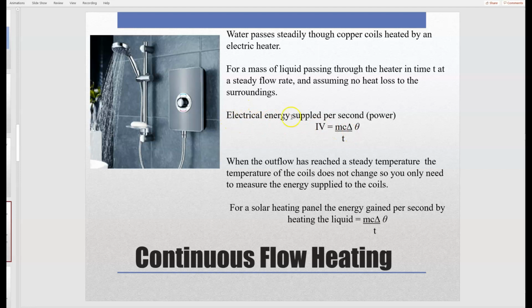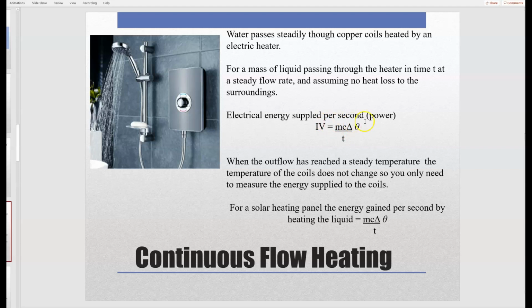Now, the electrical energy we supply per second, so the power of the shower, will be I times V, and that will be equal to the mass per second, so mass over time, okay, that flow rate, times specific heat capacity times change in temperature. You can see if we just move the T over here, we get IVT equals MC delta theta, which is the same as the equations we're looking at.